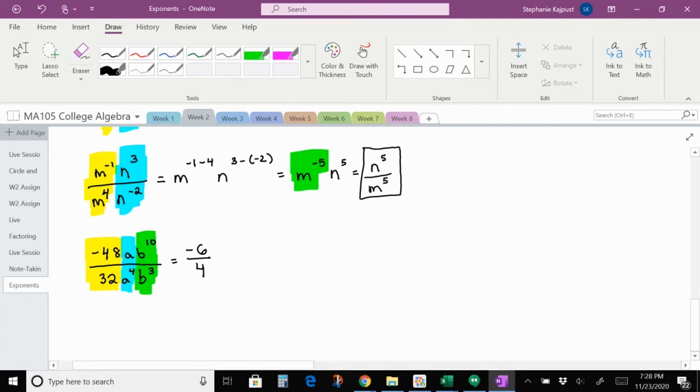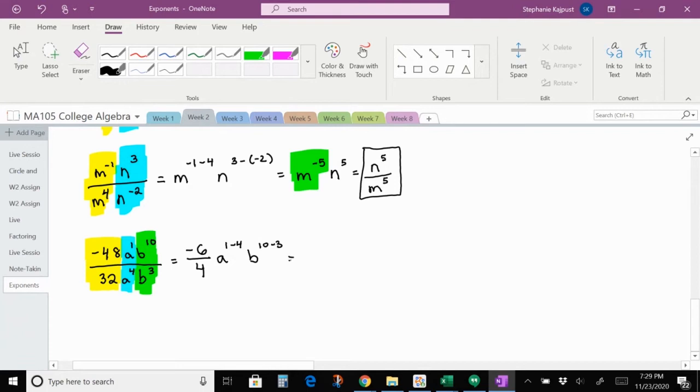Then I want to simplify my a variables here. And my a on the top does not have an exponent, so I want to write an exponent of 1 so that I can do my subtraction of exponents here. So it's always the top minus the bottom. So that's going to be a, and then it's going to be 1 minus 4. And then b is going to be 10 minus 3.